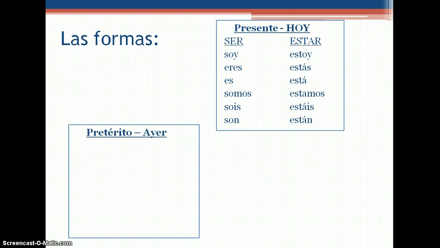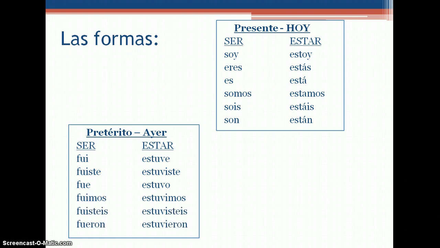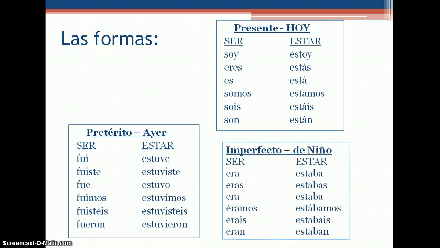Now moving on to the preterite. Ayer, ser and estar. Fui, fuiste, fue. Fuimos, fuisteis, fueron. Estar: estuve, estuviste, estuvo. Estuvimos, estuvisteis, estuvieron. And finally, the imperfect, that's when we're talking about repetitive things, things we did as a child many times. Ser, we have era, eras, era, éramos, erais, eran, and estar: estaba, estabas, estaba, estábamos, estabais, estaban.